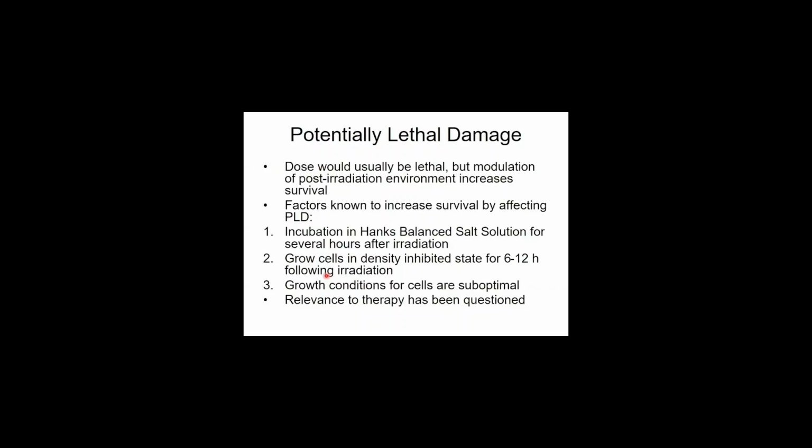Instead of letting the cells grow actively, divide, you take the cells after they've been irradiated and you put them in a density inhibited state where they're very close to each other. They're touching so much that they can't divide. And the third situation is any conditions that are suboptimal for growth.